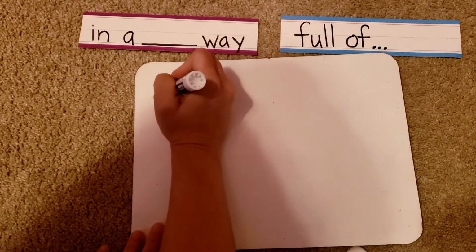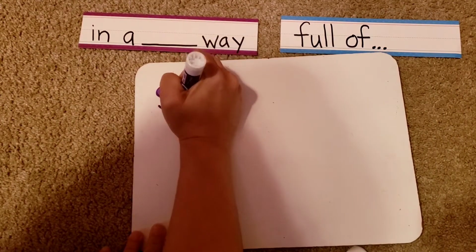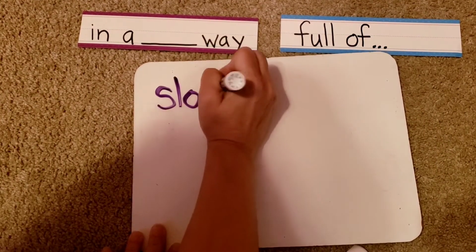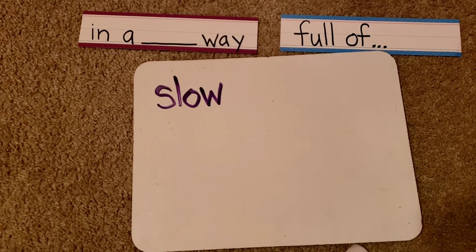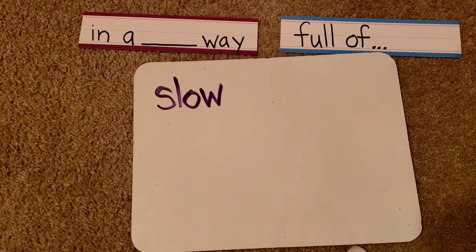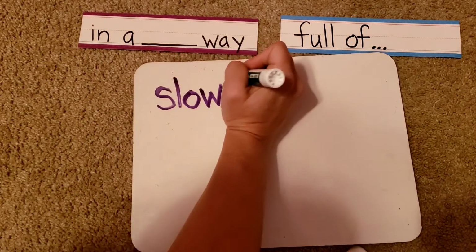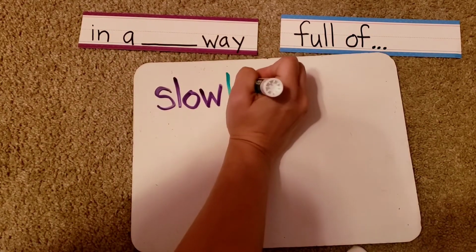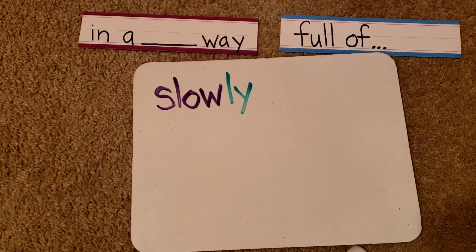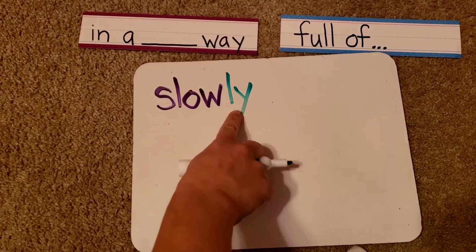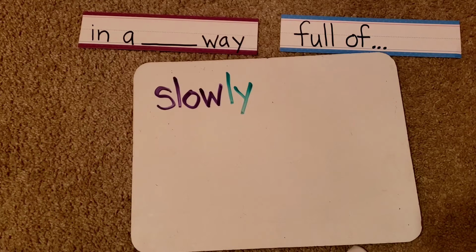Slowly. So we all know how to write slow. And we want to add ly to the end. So that tells us how they did something. They did it in a slow way. So, slowly. Okay. Base word and our ending, our suffix.